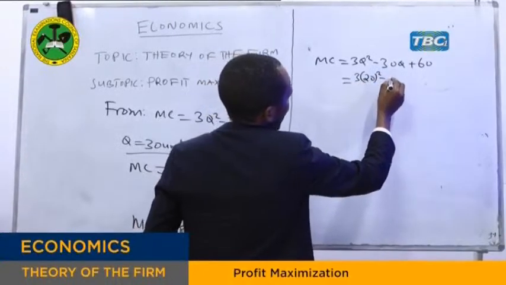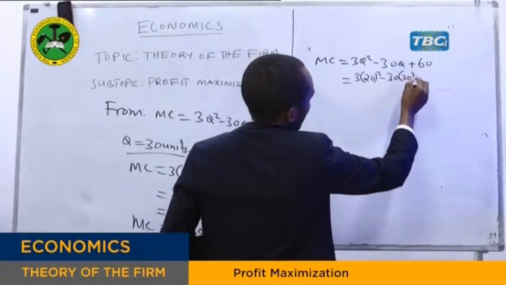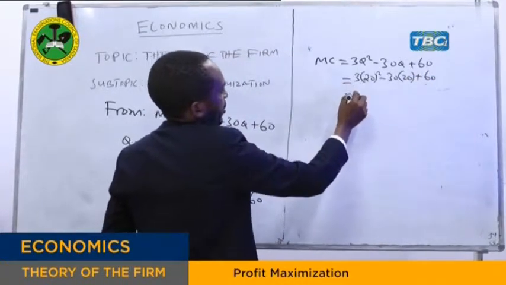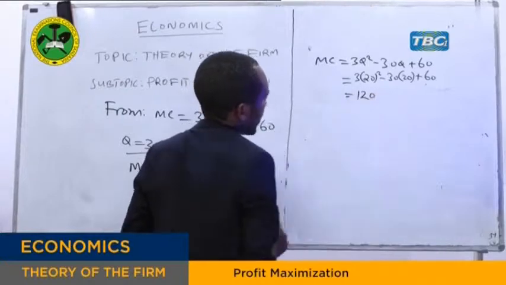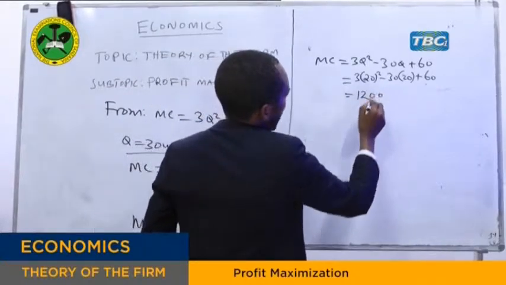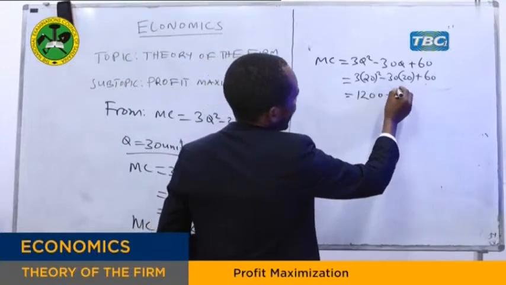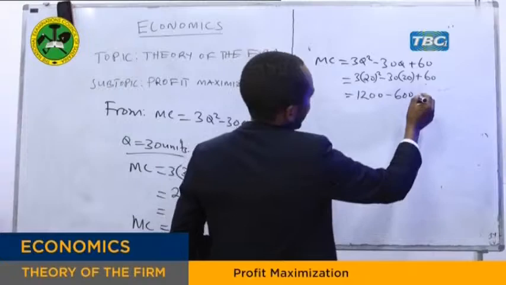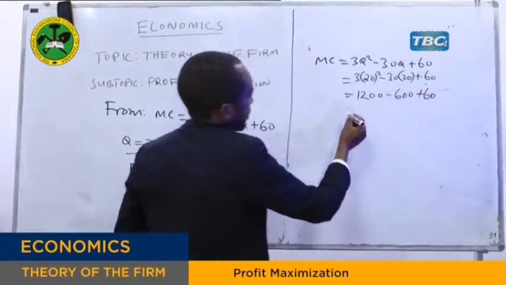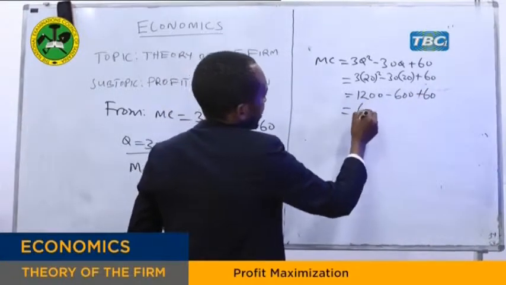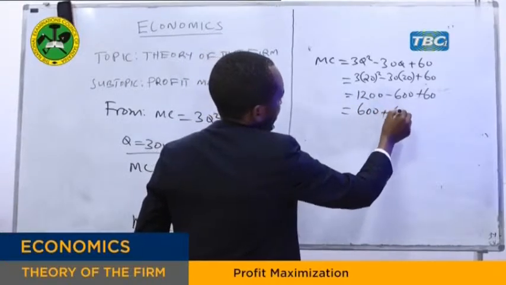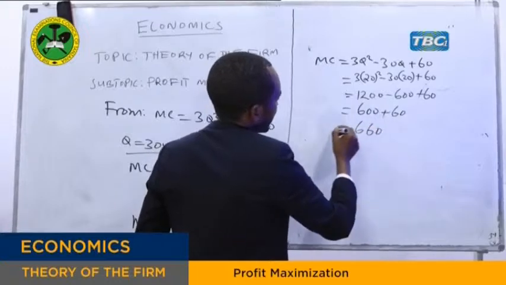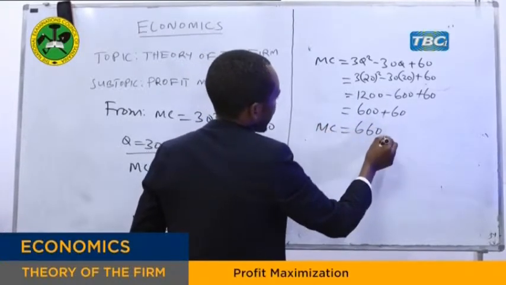20 square minus 30 times 20 plus 60. Here will be 400 and this will be 1,200 minus 600 plus 60. So when you subtract, it will be 600 plus 60. We get 660. So here the marginal cost is this one.